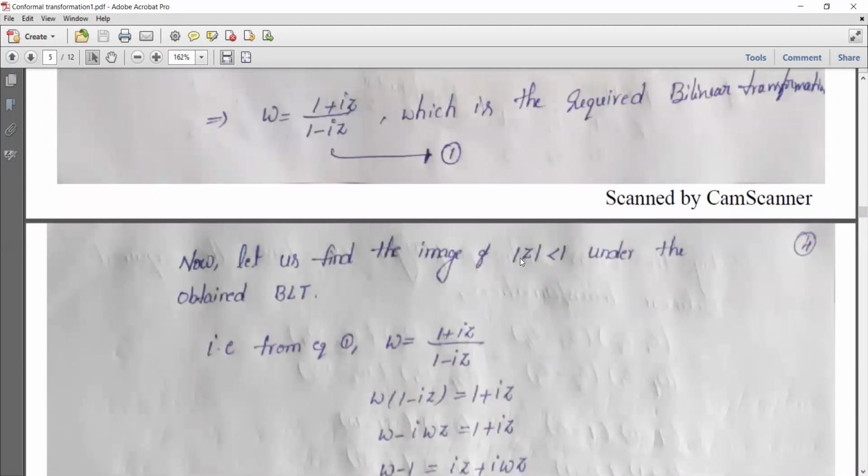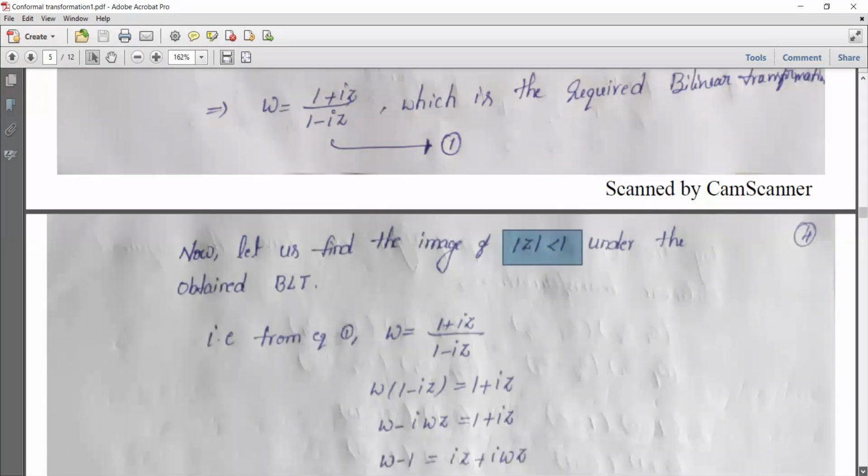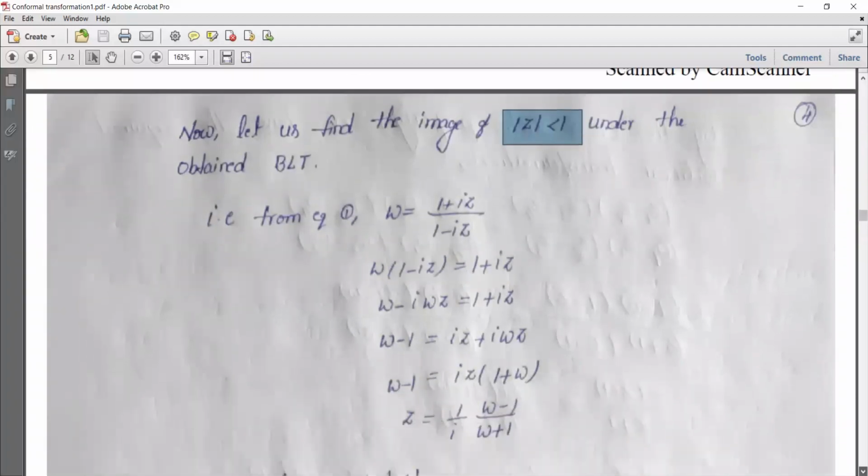We have to find the image of mod z less than 1. What is the question? Another one: mod z less than 1. So to find this image, you need z. But once you observe, equation 1 is w in terms of z. To use mod z less than 1, you need the z value, z alone. For that, I am changing that bilinear transformation which we found.